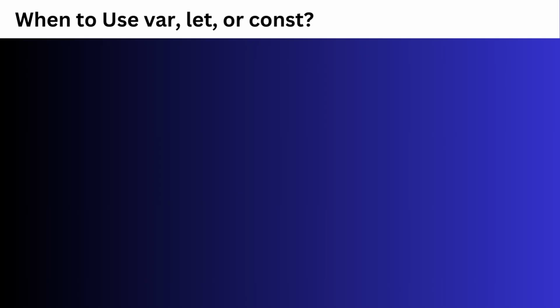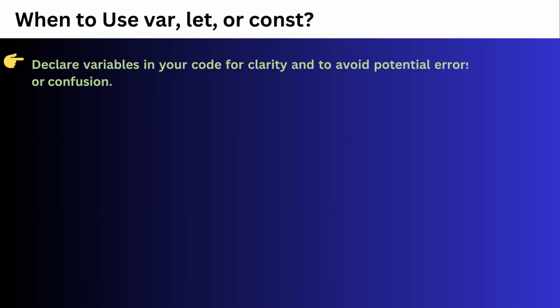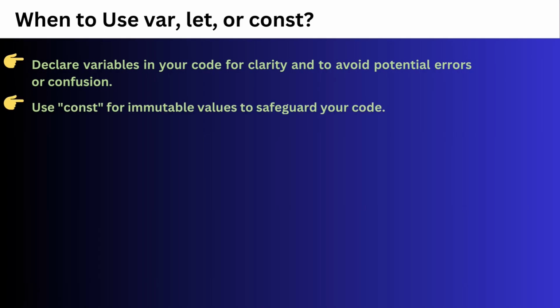Now when to use var, let or const keyword? It is essential to declare variables in your code to ensure clarity and avoid any potential errors or confusion. When you have a value that should not be changed throughout your program, it is recommended to use the const keyword.